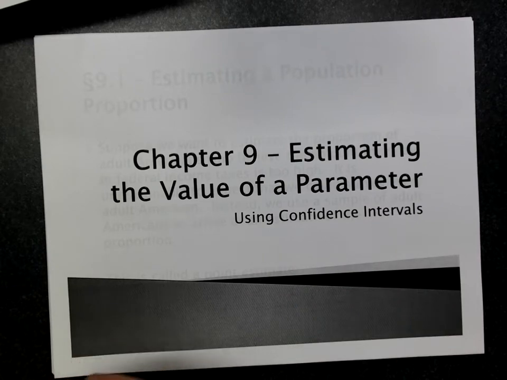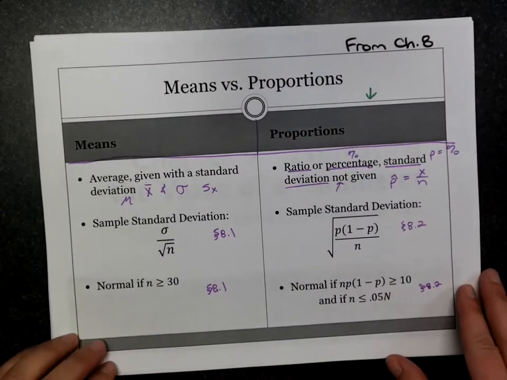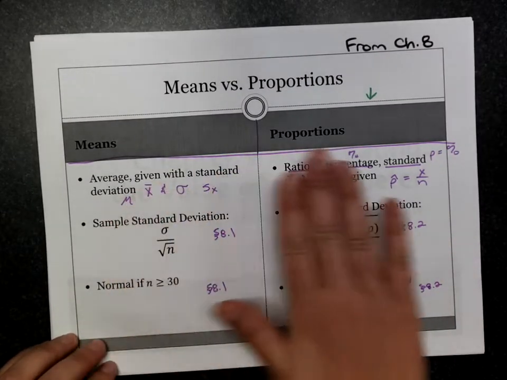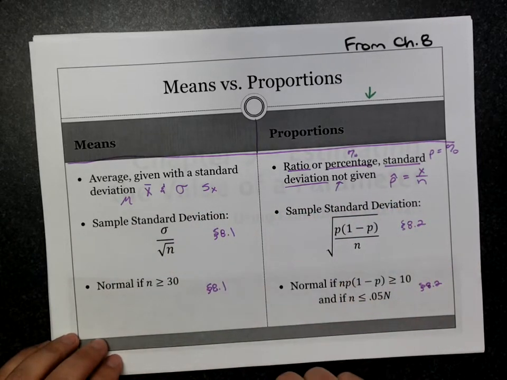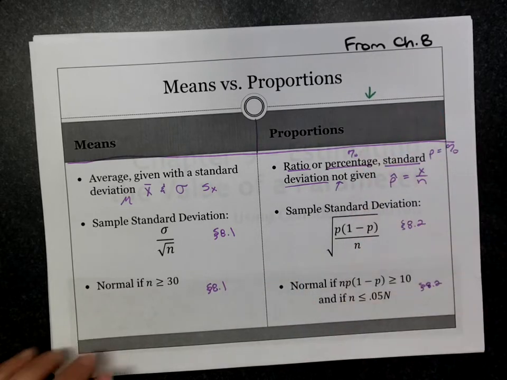Before we get started, if you could find the slide from Chapter 8 that has all the information about means and proportions on it, we'll be needing this page of information while we go through Chapter 9 and also as we go through Chapter 10. So if you could find this page from the Chapter 8 material before we start.